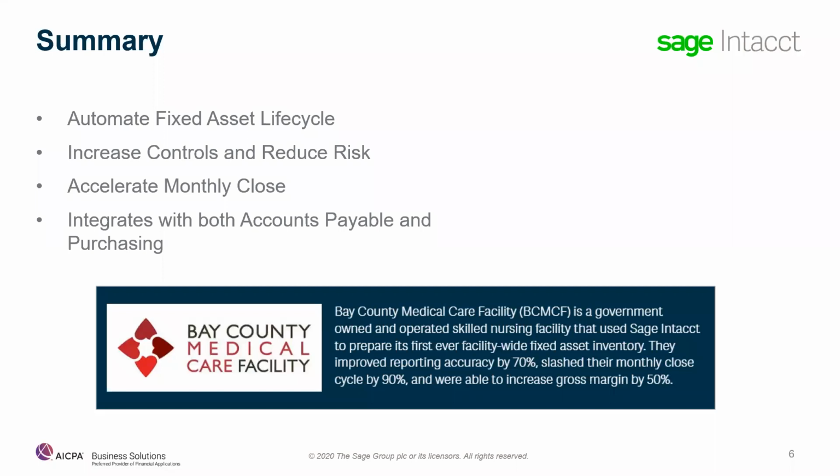The Bay County Medical Care Facility is a skilled nursing facility, and they're using Sage Intacct and using our fixed asset solution. They are a multi-facility type of organization, and so they have multiple facilities, and within these facilities, they all have assets. So their metrics that they're reporting back to us is that they improved their reporting accuracy by 70%. They slashed their monthly close cycle by 90%, and they were able to increase gross margin by 50%. Those are some pretty strong metrics.